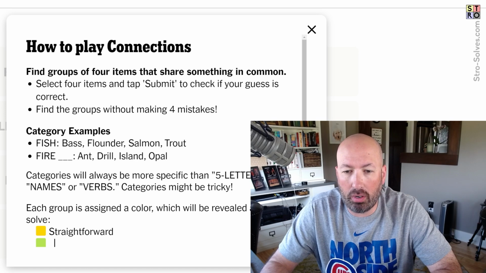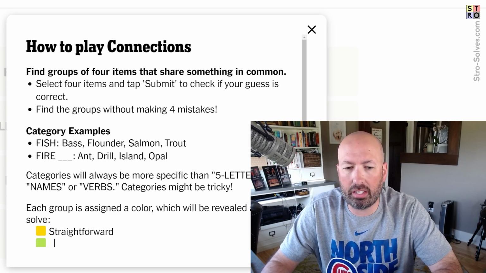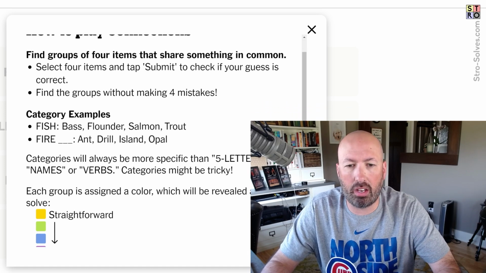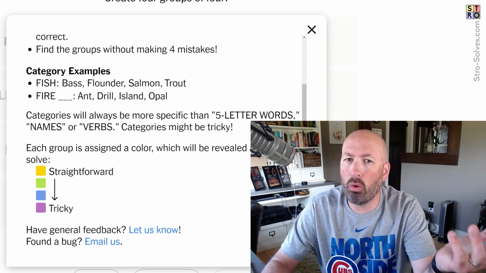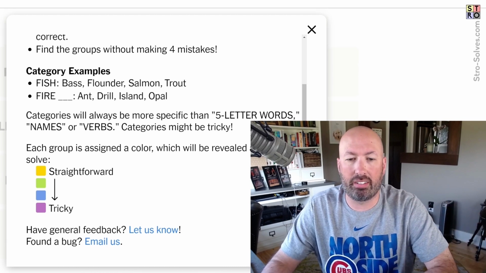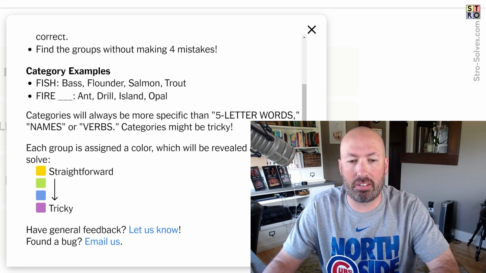So find groups of 4 items that share something in common. Select 4 items, tap submit. Find the groups without making 4 mistakes. Is this like, there's a British show, is it called Only Connect? I've only seen clips of Only Connect. But since this is called Connections, that makes me think it might be a similar thing.